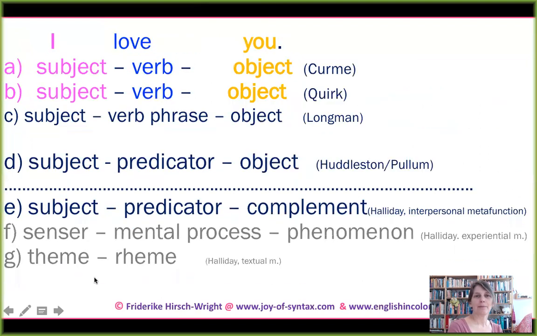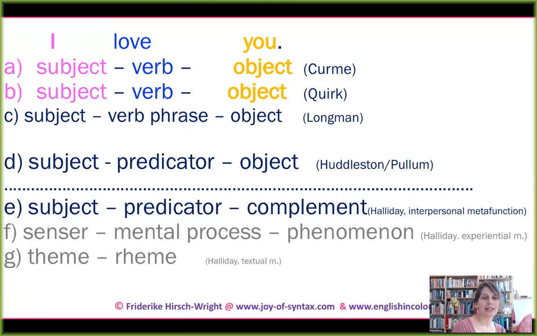Okay, this is the basic transitive pattern. I love you, very important. Now Curme says subject, verb, object. Quirk says subject, verb, object. And by the way, I always colored the nomenclature that I use. And so you already can become familiar with the color scheme that way.